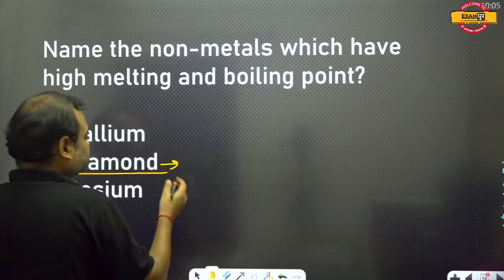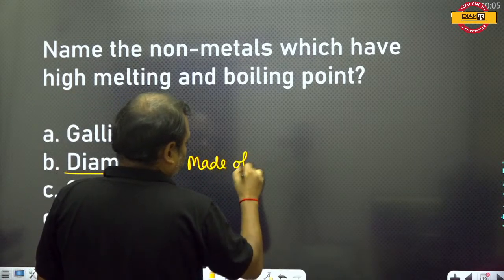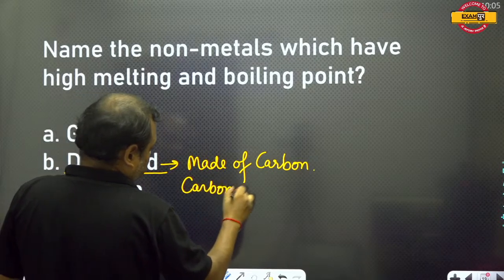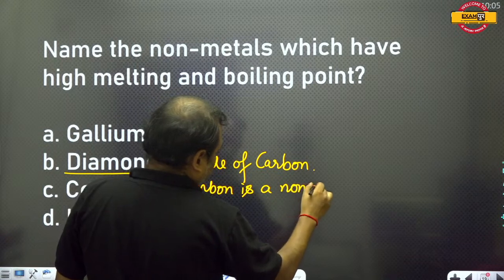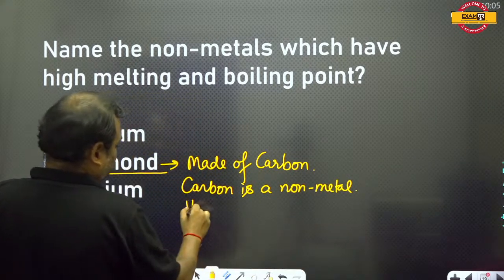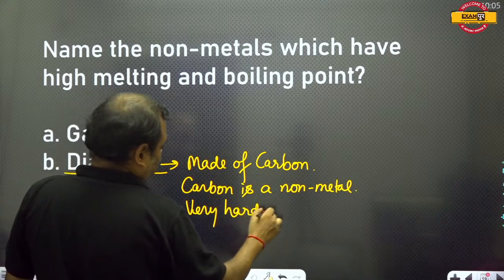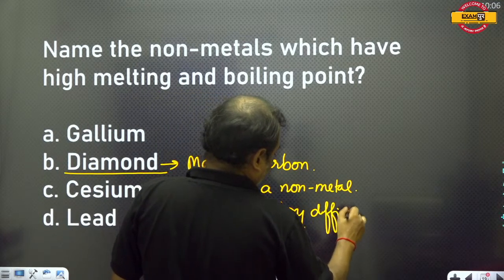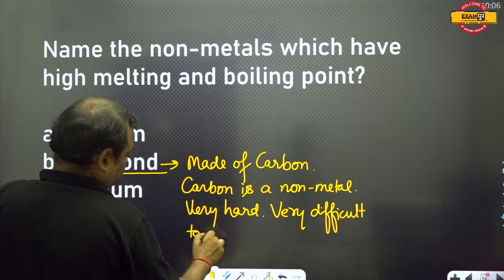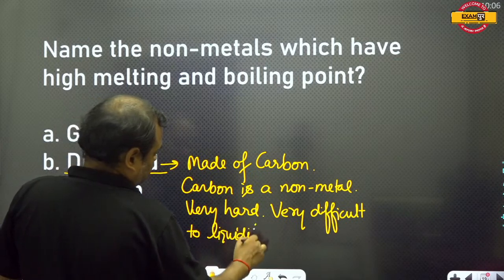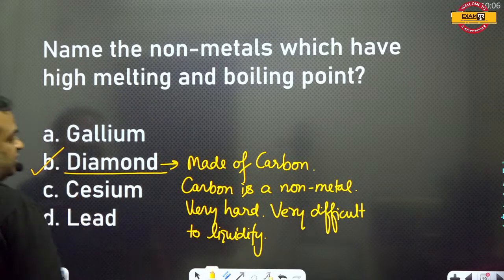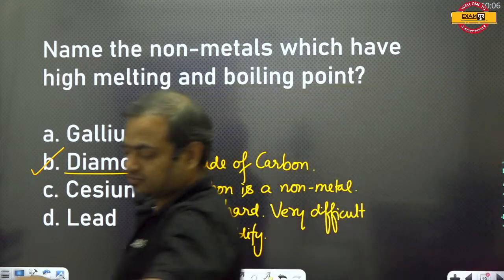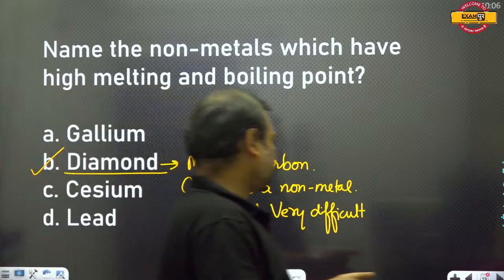Diamond is made of carbon only, and carbon is a non-metal. Very hard, very difficult to liquidify. Hence B will be the correct answer. B for Bombay will be the correct answer.